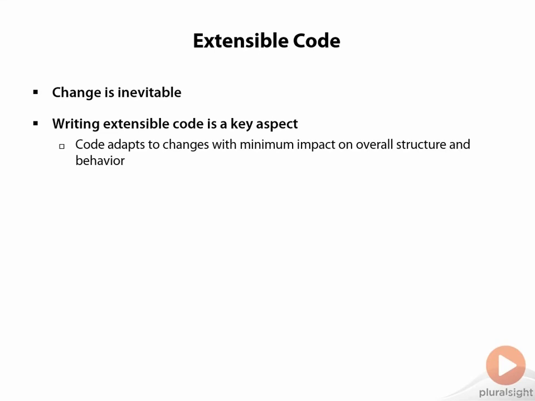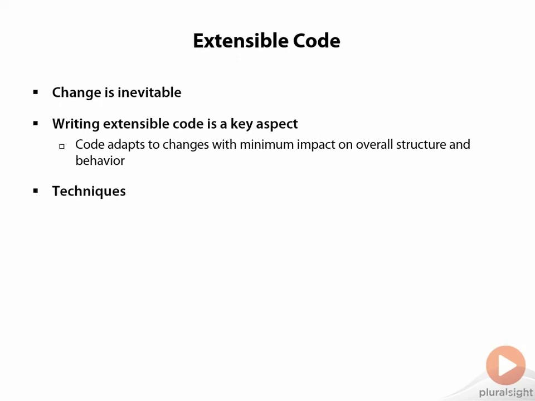Change is inevitable for software. Change can be in the environment where the code runs, or due to change in requirements. Therefore, building extensible code is a key aspect of software construction. This means that code can adapt to changes with minimum impact on the overall structure and behavior.